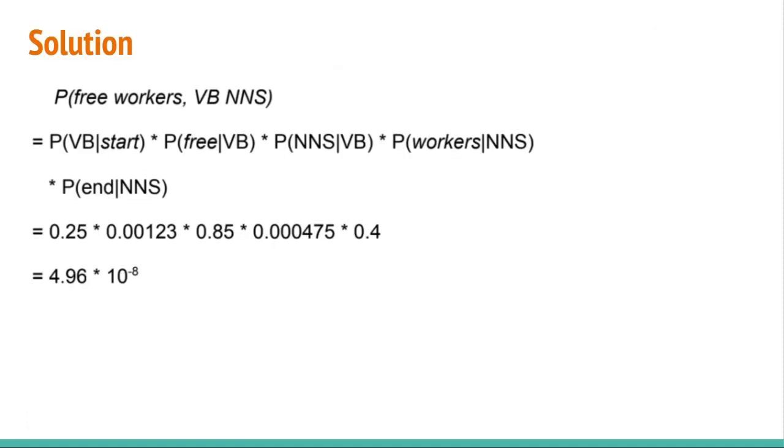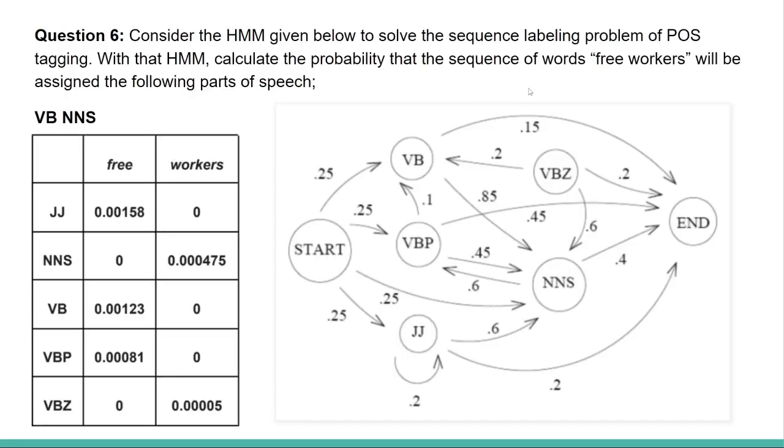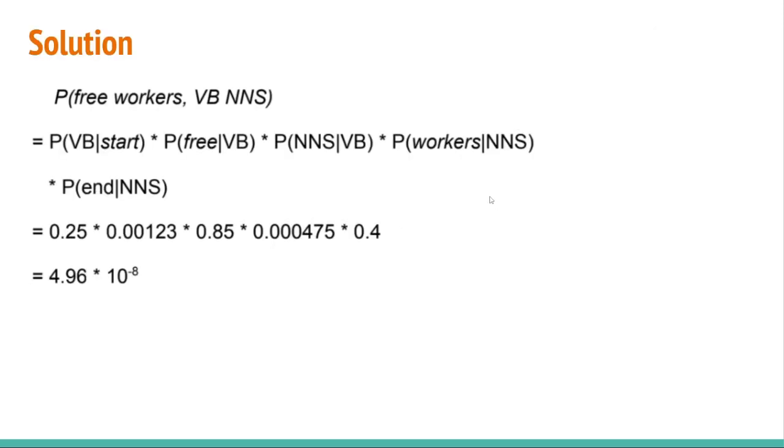Next is the probability of NNS given VB. What is this? This is again a transition probability, of transitioning from VB to NNS. We again check the diagram, VB to NNS. VB is here, NNS is here. So this arc, the probability that is marked on this arc, is 0.85. So we have 0.85.